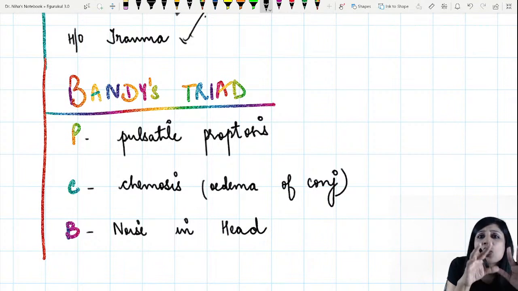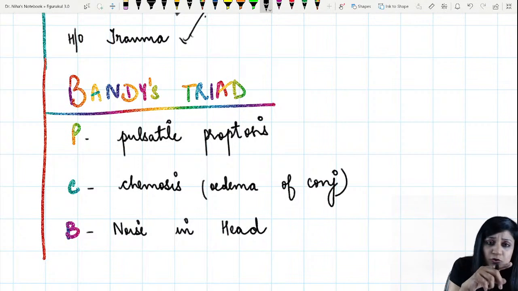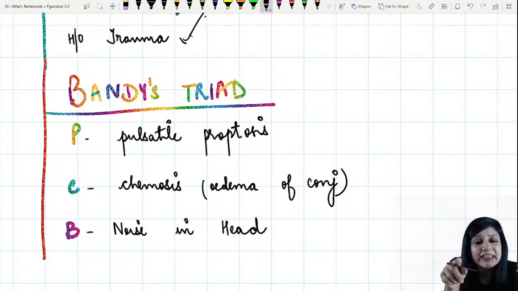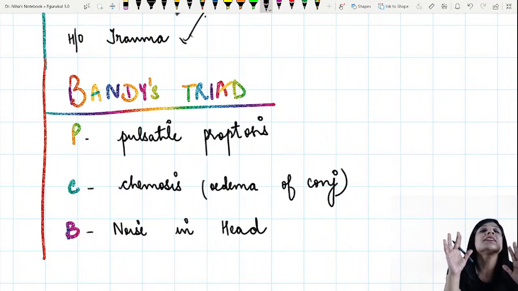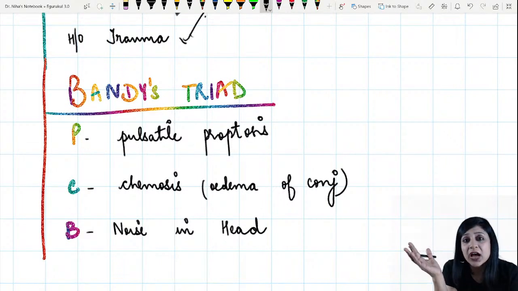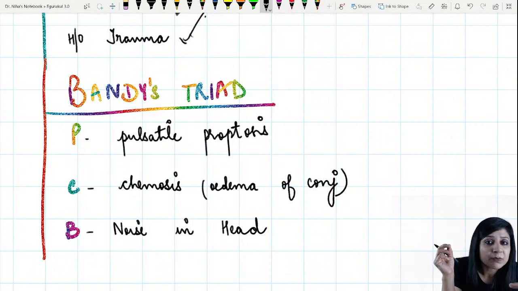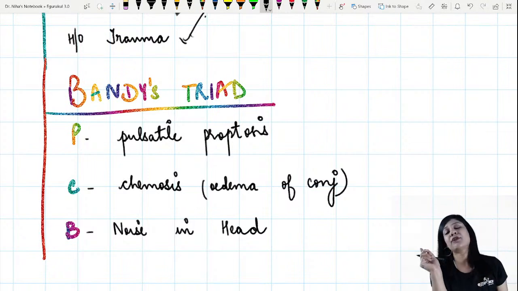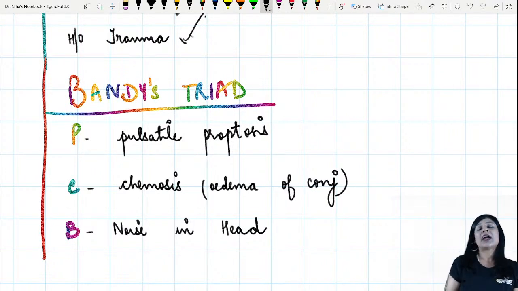So at your level, if they are giving you a history of trauma, and they are giving you this triad that you have pulsatile proptosis, chemosis, and noisiness in the head, then you are sure that this is a case of carotico-cavernous fistula. While the nerve involvement will be the same: you will have sixth nerve involvement, third nerve involvement, fourth nerve involvement, as well as the fifth nerve involvement. So I hope this differentiation is very clear, guys.